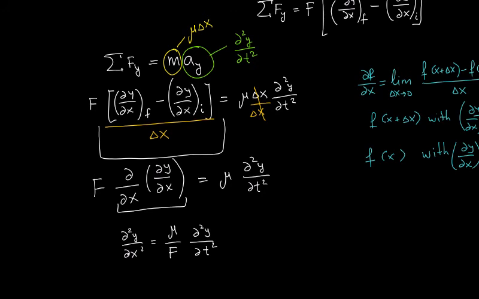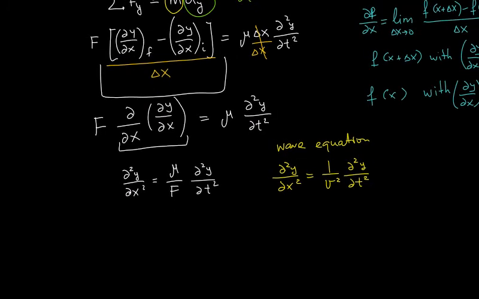Now let's recall what the wave equation was. Our wave equation has this form: d2y/dx2 equals 1 over v squared times d2y/dt2. If you compare these two equations that we got, we can simply say that mu over F equals 1 over v squared. From here it follows that v squared equals F over mu, or v equals the square root of force over mass density.